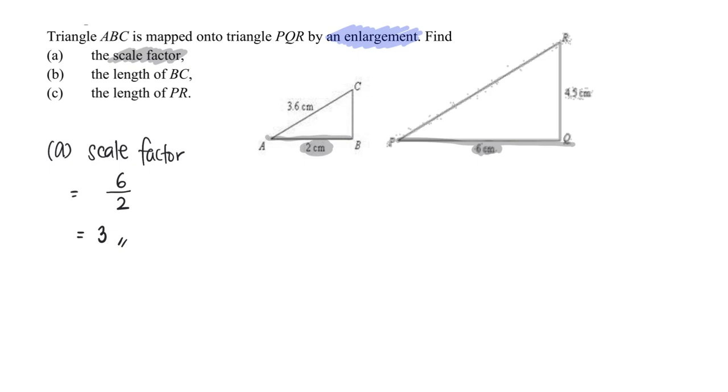and part C, it becomes relatively easier, because to find BC, I just need to look at the corresponding length, 4.5 cm, and I know this 4.5 cm is 3 times larger than BC, right? So for part B, the length of BC is simply 4.5. I'm going to divide by 3. And I get 1.5 cm.